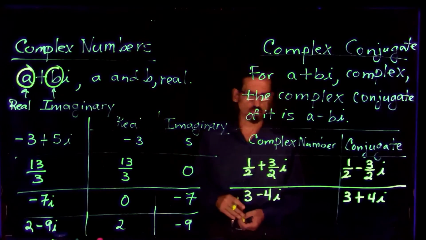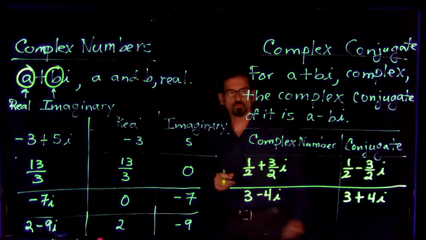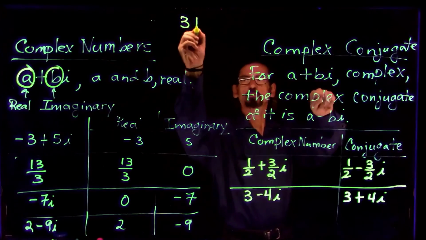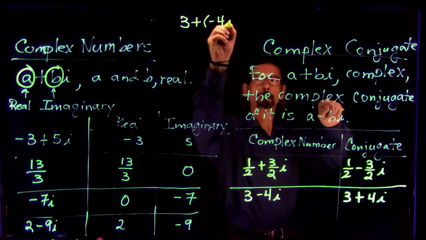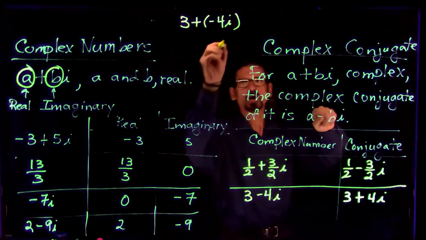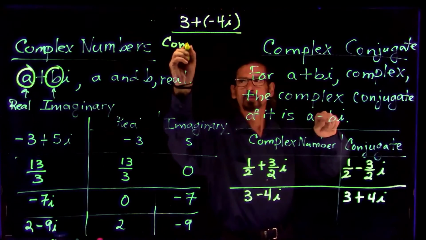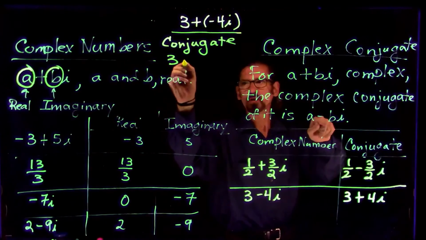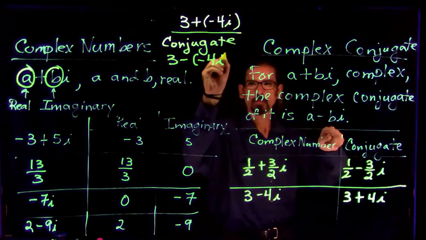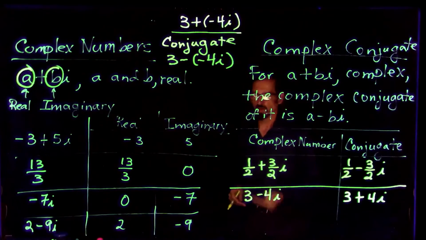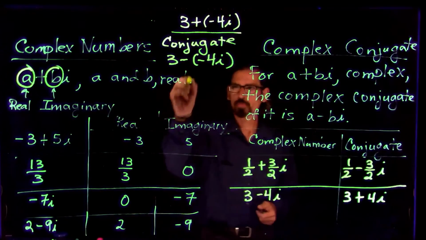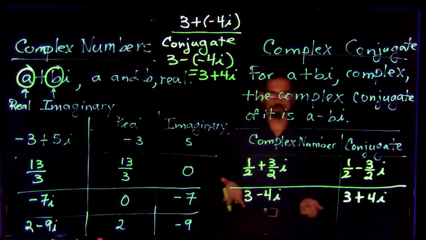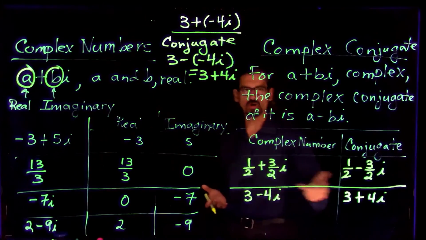If you wanted to get really technical here, looking at the way the definition is written, then you'd have to view this as 3 plus a negative 4i, and then its complex conjugate, you'd be taking 3 minus negative 4i. So again, just like with the reals, negative times negative is positive. And so we still get 3 plus 4i. In other words, it's extra work. Let's just talk about changing the sign of the imaginary part.